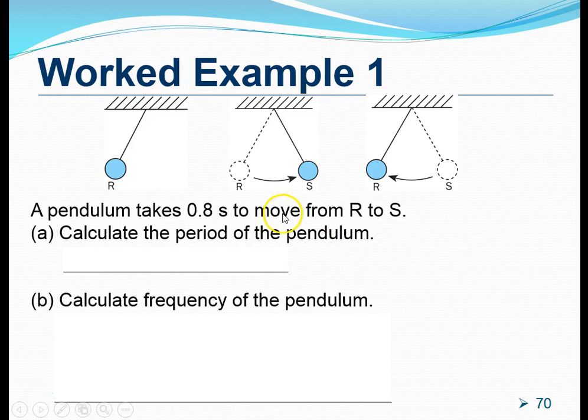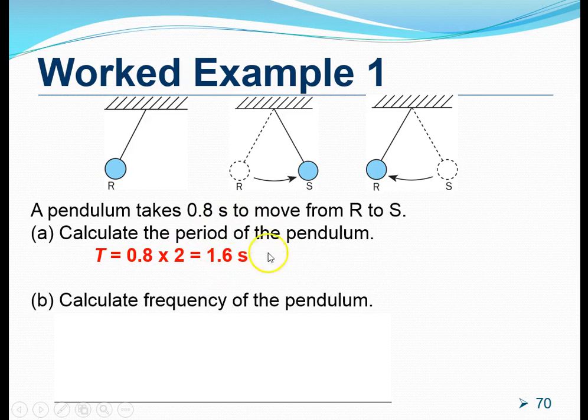Okay. Now, a pendulum takes 0.8 seconds to move from R to S. What is therefore the period of the pendulum? Now, let's recall, one complete oscillation would mean that the bob will move from R to S and back to R again. If 0.8 seconds is the time for it to move from simply R to S, this motion itself is half an oscillation. So for one complete oscillation, the pendulum will take a time of 1.6 seconds. Okay, so that is the period of the pendulum.